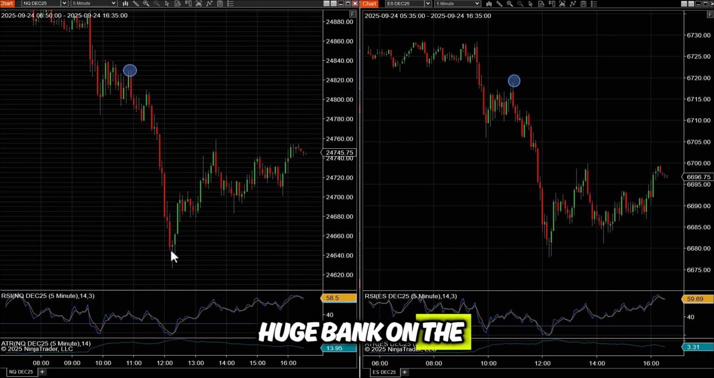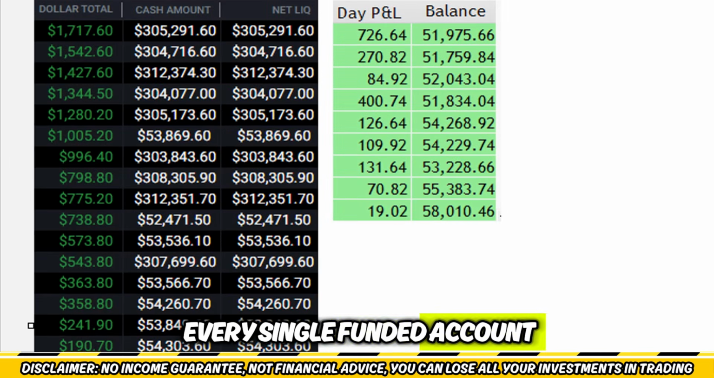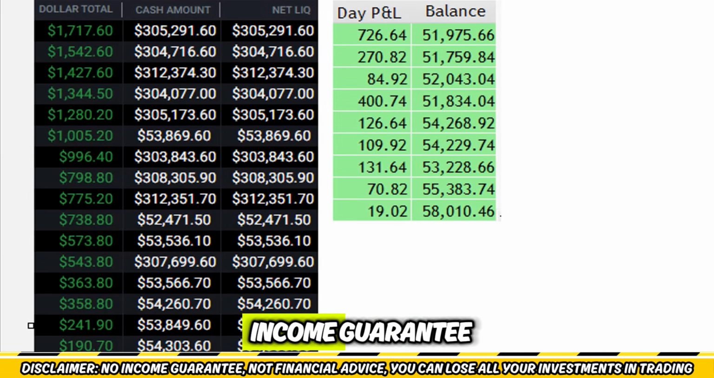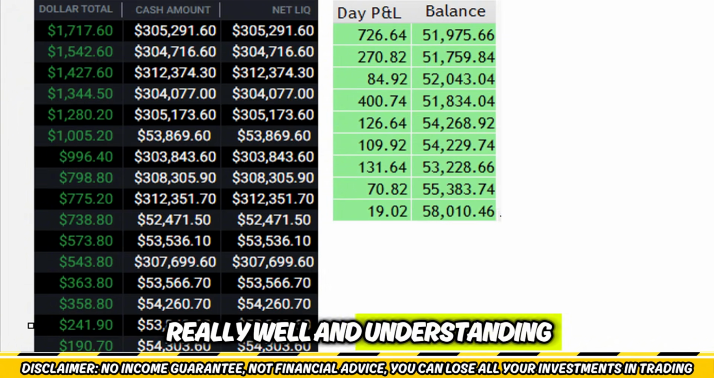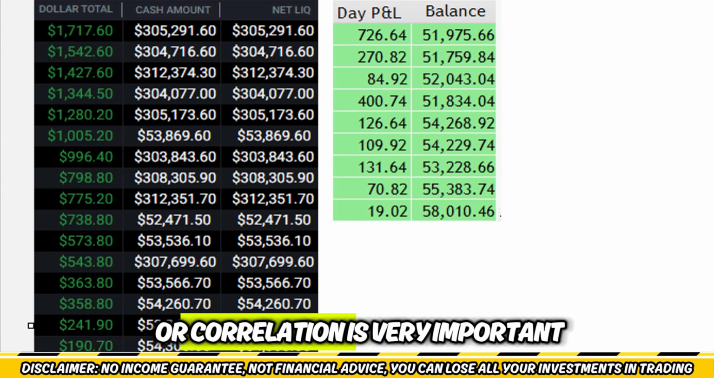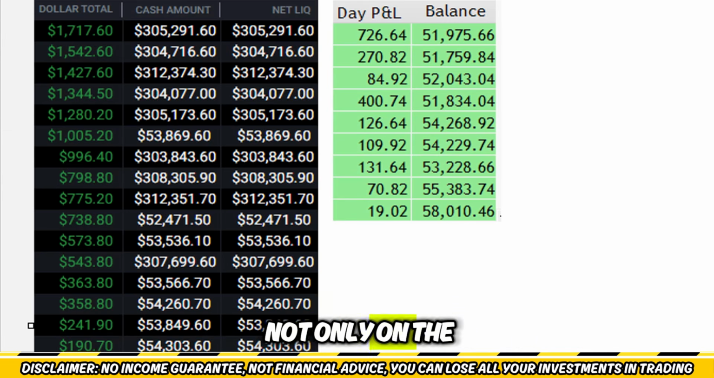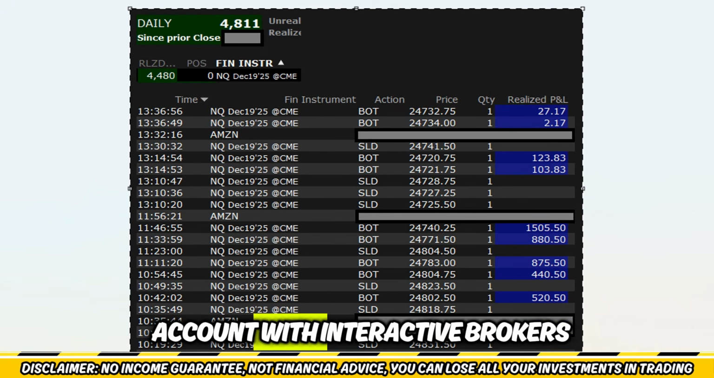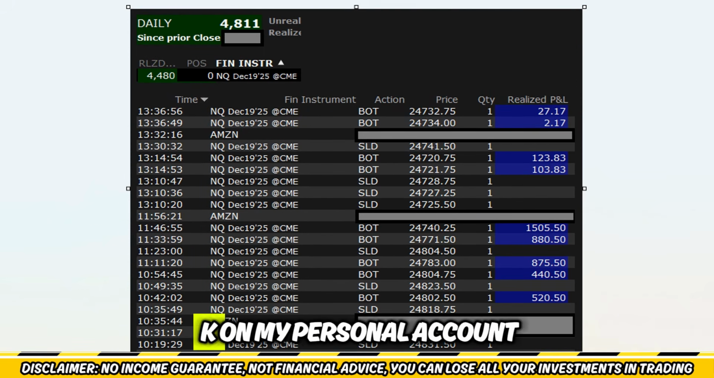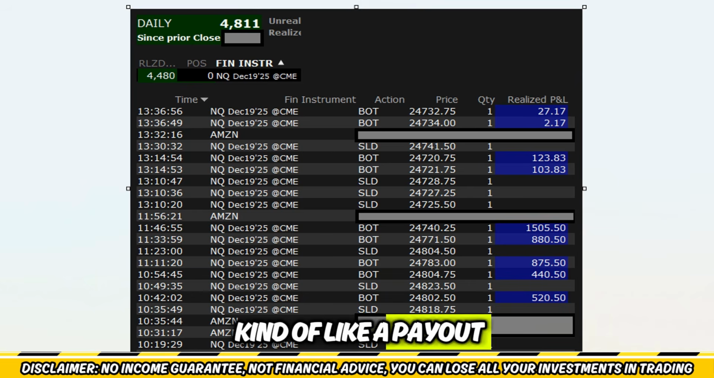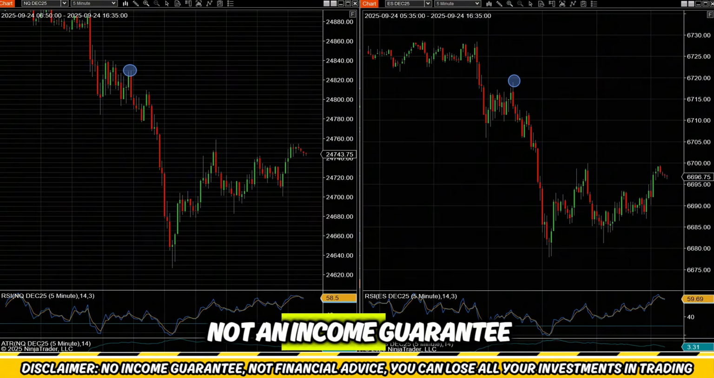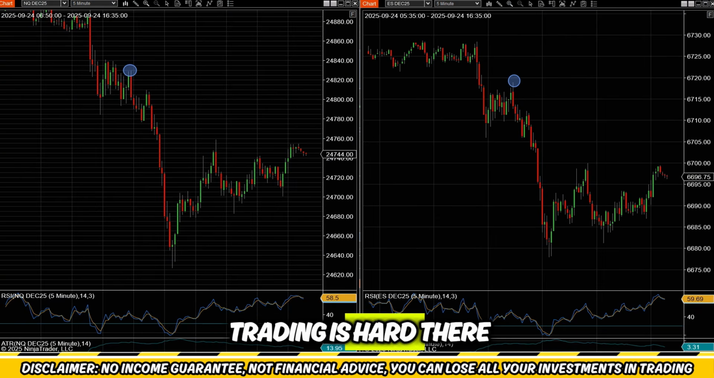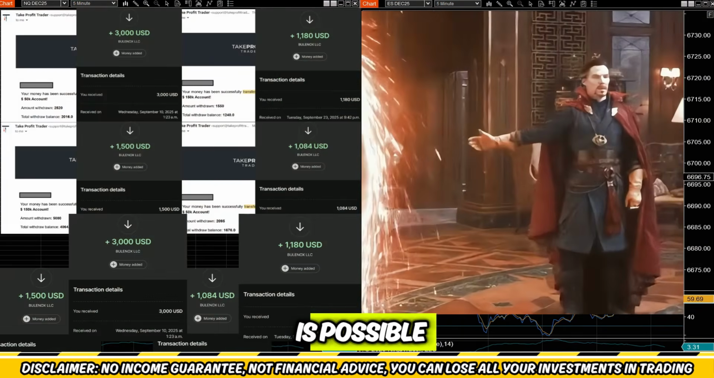After we had a huge bank on the short side, we banked on the long side here as well. Today, every single funded account I got green, and this is not an income guarantee, but it's just one of those days that things went really well. And understanding that ES NQ divergence or correlation is very important. Not only on the funded accounts, but on my personal account with Interactive Brokers, I locked in 4.4K, kind of like a payout, but this is not a payout because it's a personal real account on Interactive Brokers. Again, not an income guarantee that anybody can do it. Trading is hard, there are inherent risks, but it shows what is possible.